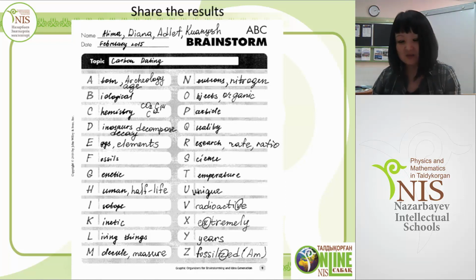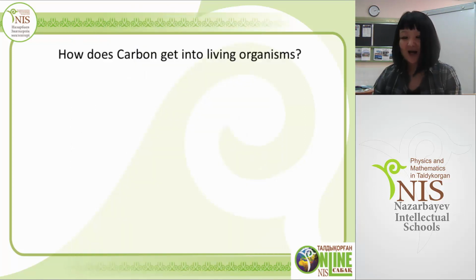You see that sometimes it's very difficult to find the words with the beginning letters like W, X, Y, Z, and V. In this case, you can just put the words which contain these letters. So, let's go further. On the base of this video, can you answer the question, how does carbon get into living organisms?